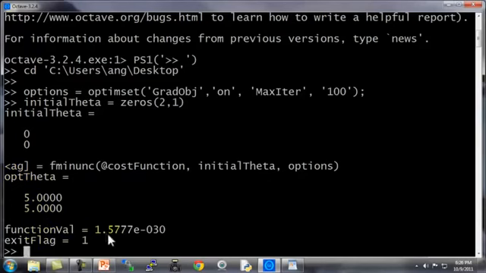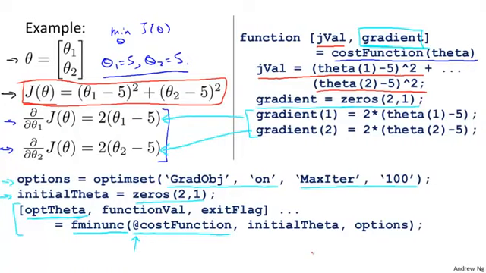The function value at the optimum is essentially 10 to the minus 30, so that's essentially 0, which is also what we're hoping for. And the exit flag is 1, and this shows the convergence status. If you want, you can do help fminunc to read the documentation for how to interpret the exit flag. But the exit flag lets you verify whether or not this algorithm thinks it has converged. So that's how you run these algorithms in Octave.